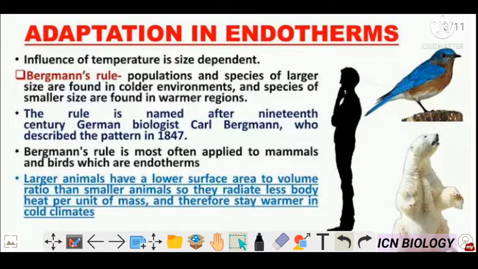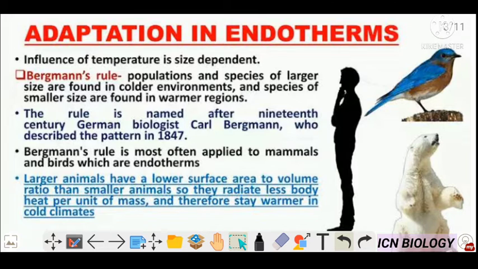Bergman's rule means populations and species of larger size are found in colder environments, and species of smaller size are found in warmer regions. That means smaller organisms are present in warmer climatic conditions, whereas larger organisms are present in polar regions or colder climatic conditions. I will explain briefly in the next slide.